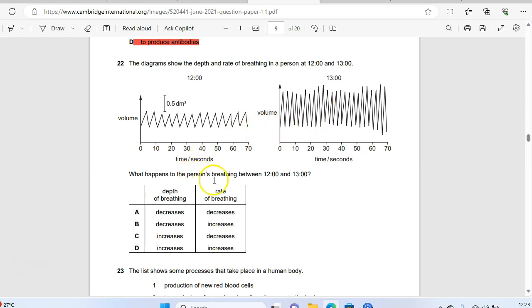what happens to the person breathing between 12 and 13? Depth of breathing increases, rate of breathing also increases. You can see the depth also increases and the rate also increases. So the answer is D.